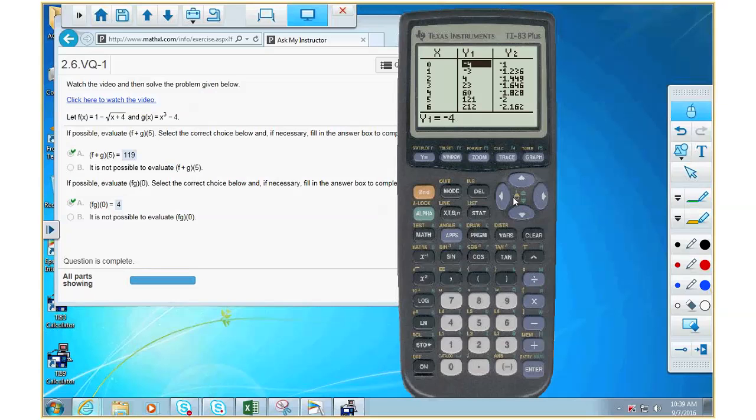Now, if this problem did not have an x plus 4 to the 1/2 power or the square root, then you could multiply the two together algebraically and then plug in the number.